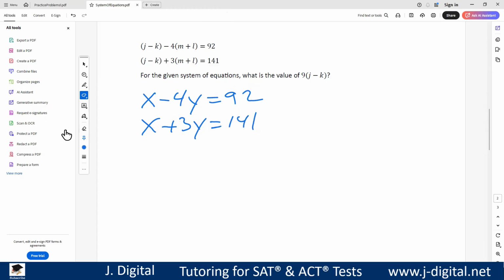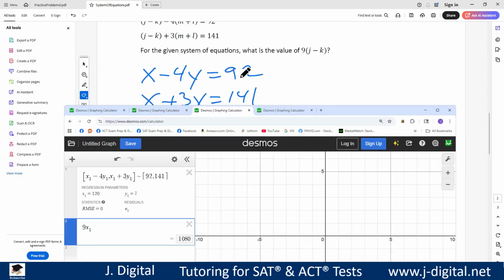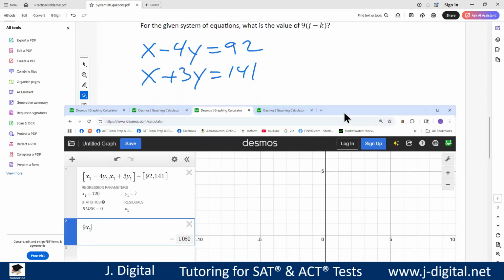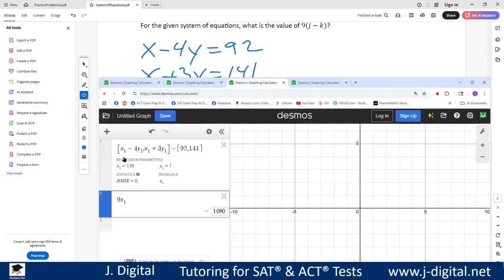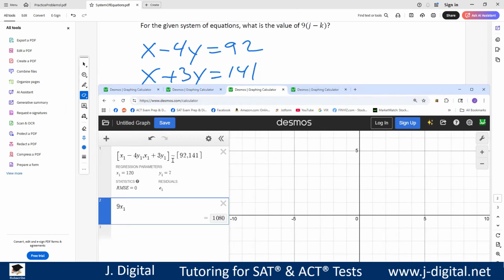Okay, so now we just put that in Desmos. So again, you either graph it, find an intersection, or use the regression. Regression gives you the more accurate answer, so you should use regression when you can. All right, so we see here in the left bracket, we put the left sides of the equation, x1 minus 4y1, comma, x1 plus 3y1. Then our tilde sign, then the right sides of the equations, 92, comma, 141.